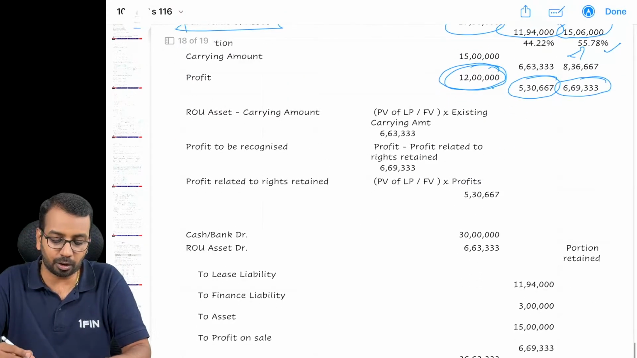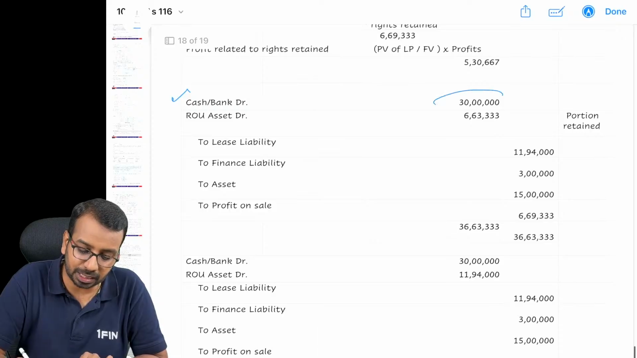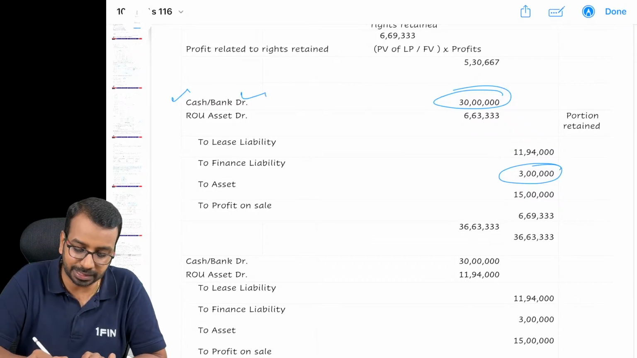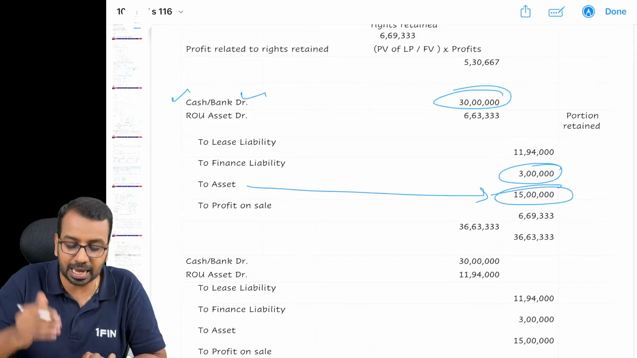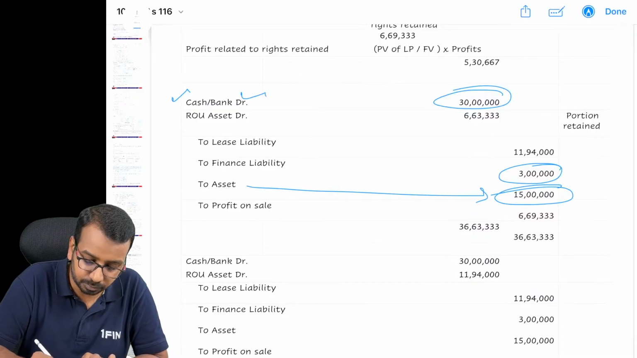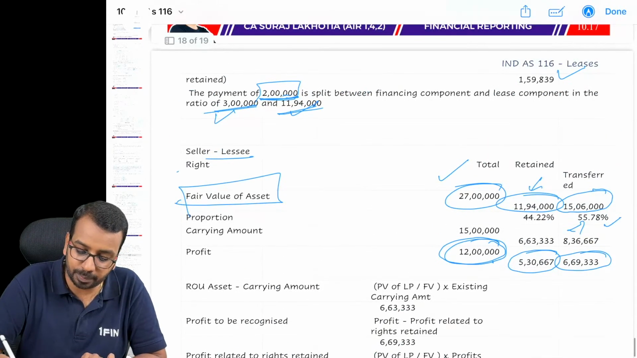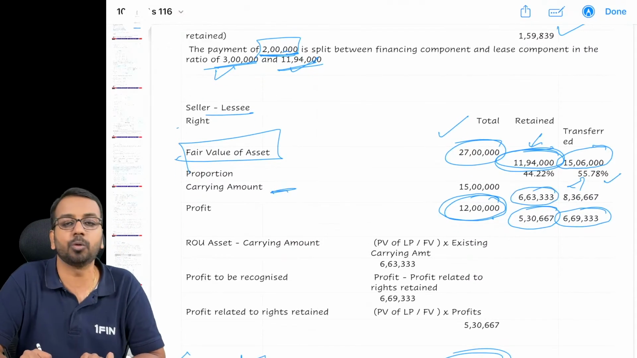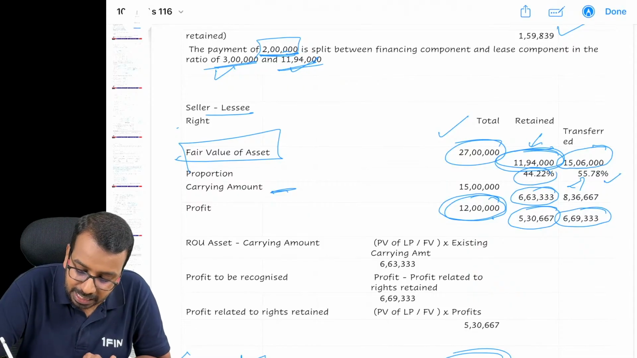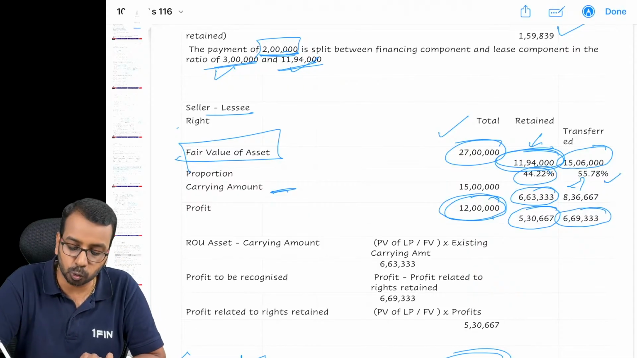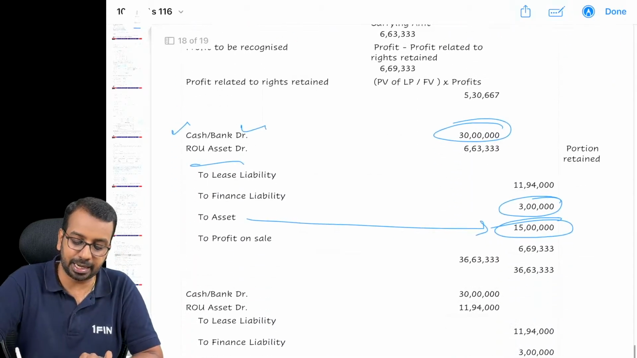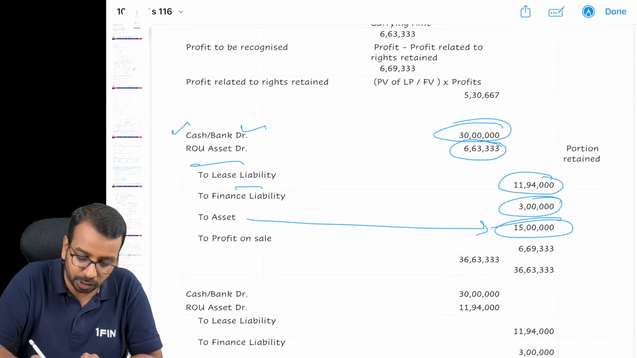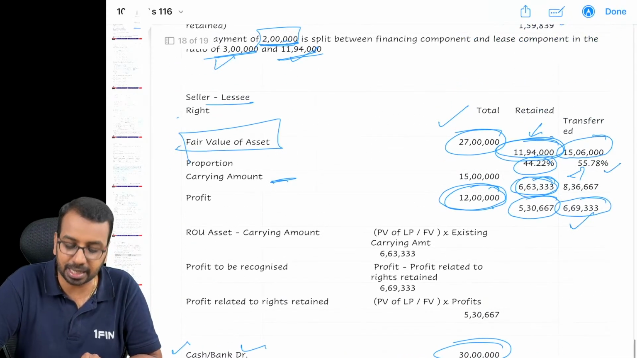Okay. So how will we do the accounting for it? We have received 30 lakhs, cash account debit. Out of that, liability is 3 lakhs. Done. Then the asset has a carrying amount of 15 lakhs. We will de-recognize that. Then the right of use asset will not be based on 11,94,000. It will be based on my current carrying amount only. That is, what is the percentage I have retained? 44%. So out of the cost, 6,63,000 is retained. So I will recognize right of use asset as 6,63,000. Liability 11,94,000. Balancing figure is profit on sale, 6,69,000.